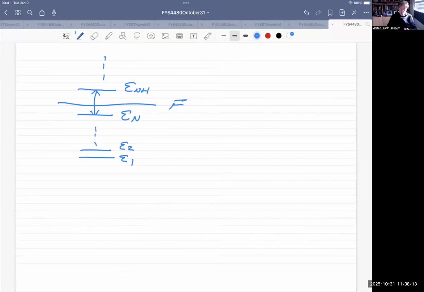So if that gap is very, very small, then clearly we will run into problems if the interaction is larger than epsilon 1 minus epsilon 2. So if we call this delta particle-hole, this is a quantity which we can look up from experiment.